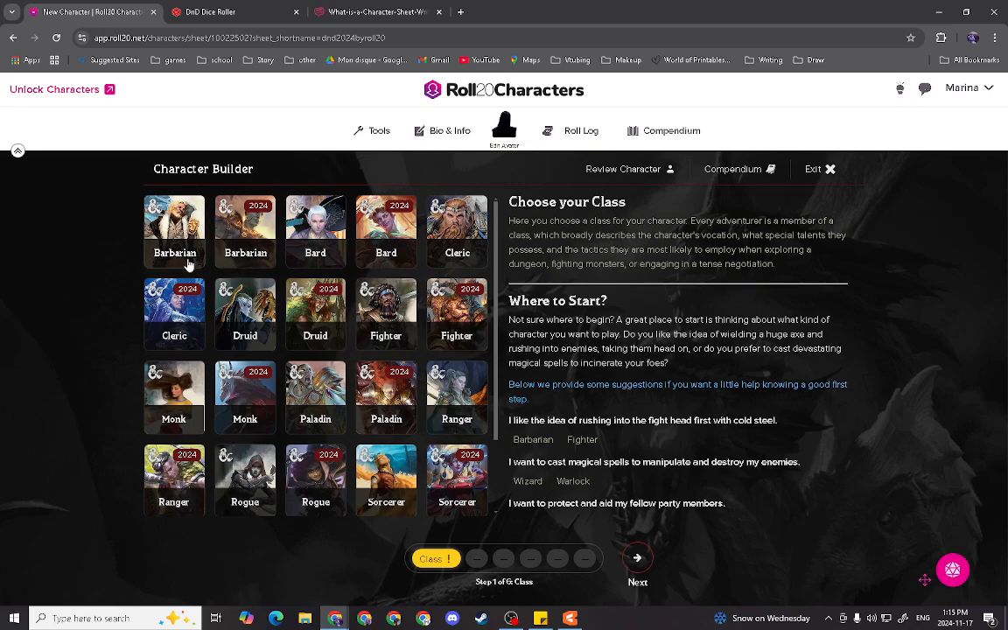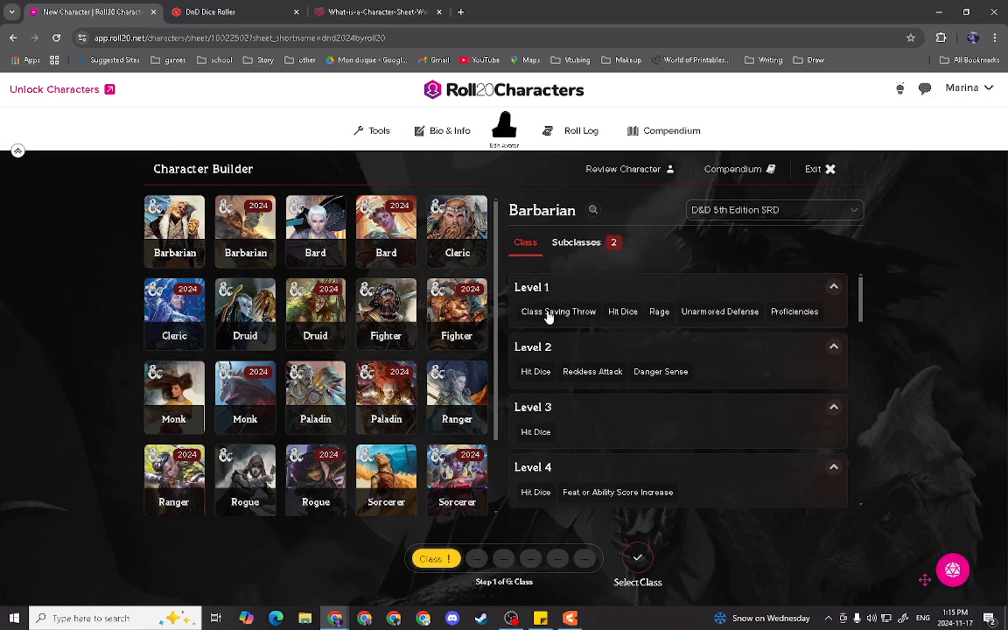Okay. And how do I figure that out? So it depends on what kind of character you want to play. Here they have a few examples. I like the idea of rushing into the fight headfirst with cold steel. You'd pick barbarian or fighter. I want to cast magical spells to manipulate and destroy my enemies. That would be wizard or warlock. I want to protect and aid my fellow party members. That would be, I believe, cleric and paladin. Okay. I think that I want to be a barbarian. A barbarian? Yeah. Okay.